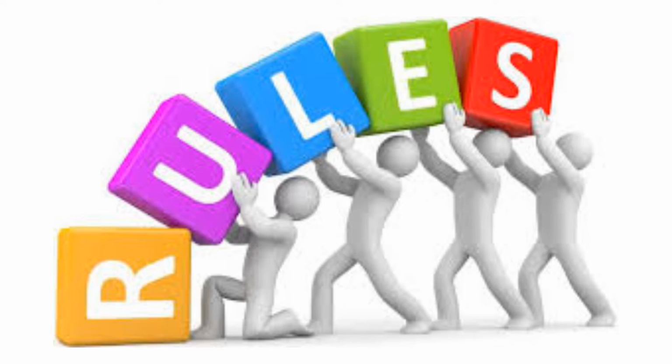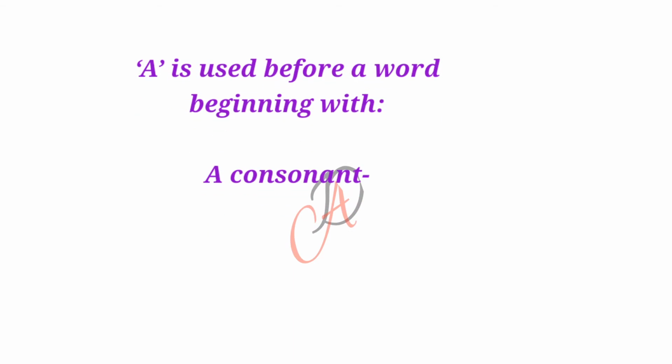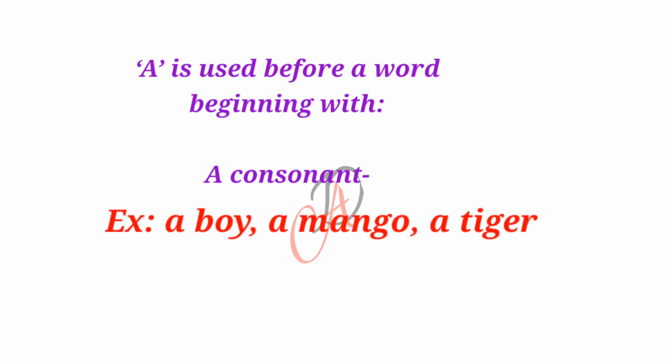The indefinite articles can be used under different conditions. Rule number one, a is used before a word beginning with a consonant letter or sound. For example, a boy, a mango, a tiger. In these three examples, we have used the indefinite article a because all the three words, boy, mango, tiger, start with a consonant letter or sound.